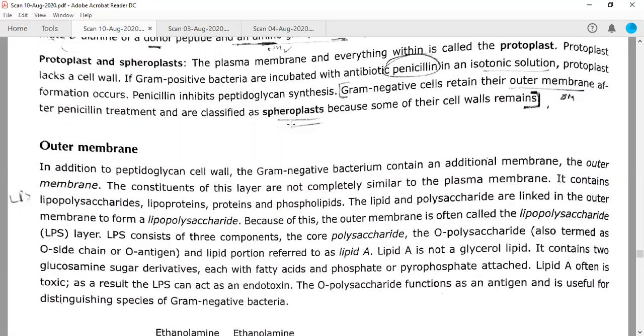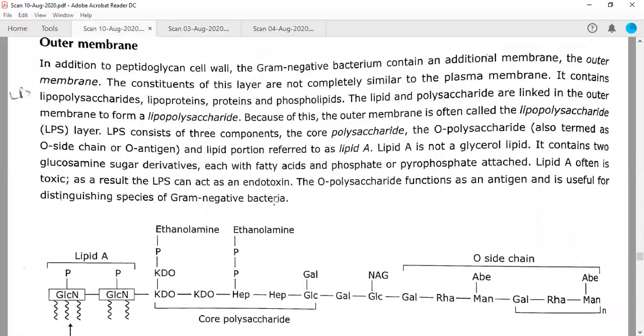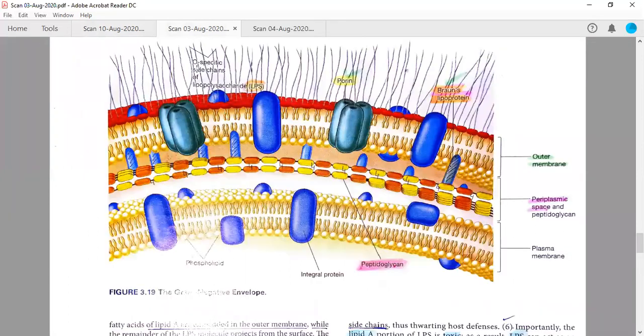Okay, then we move to the outer membrane. We need to discuss the outer membrane in detail, although I told you that the outer membrane is made up of three major components. One is the lipopolysaccharide layer. This LPS is made up of O antigen, lipid A, and core polysaccharide. Let me show you the diagram so that you can better understand this.